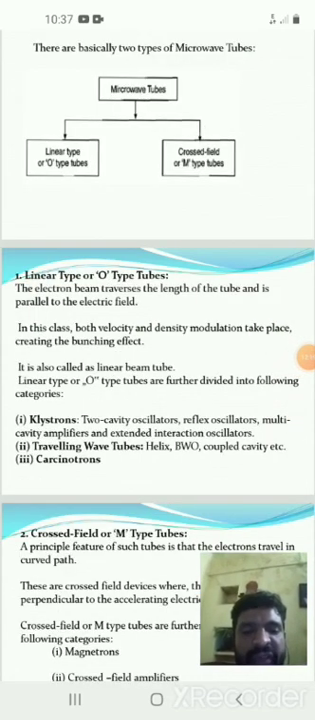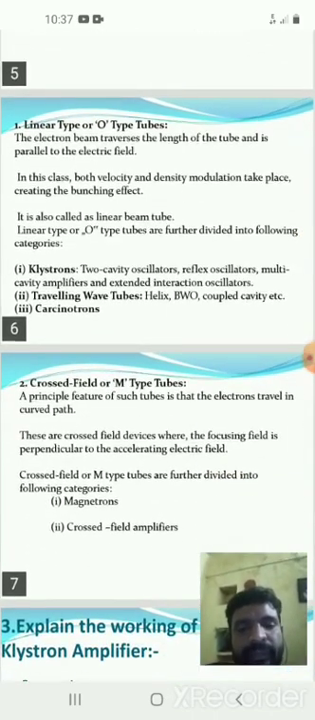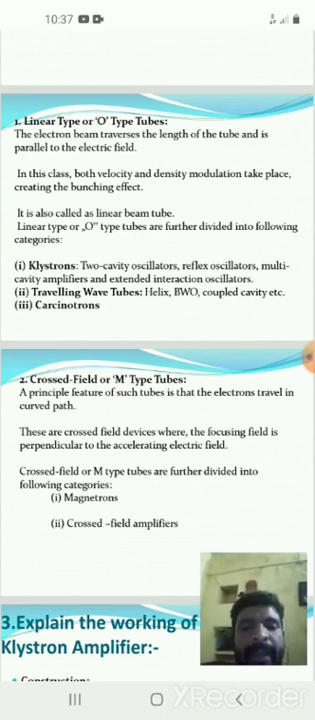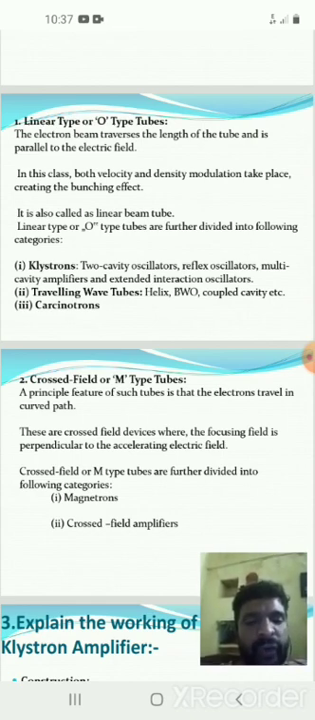The second classification is cross-field or M-type tubes. A principal feature of such a tube is that electrons travel in a curved path. These are cross-field devices where the focusing field is perpendicular to the accelerating electric field. That means in cross-field or M-type tubes, the electrons travel in a curved path.